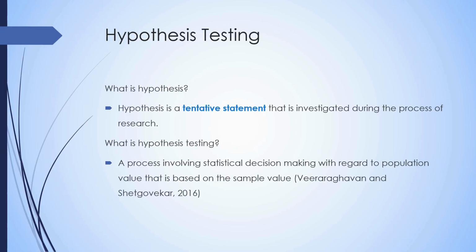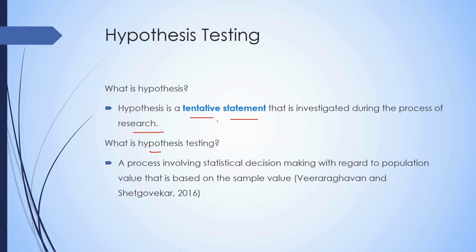The second procedure is hypothesis testing. What is hypothesis? Hypothesis is a tentative statement that is investigated during the process of research. So the first step in any research is formulating a hypothesis. You need to say what exactly you are trying to study. This is a tentative statement that is investigated during the process of research.